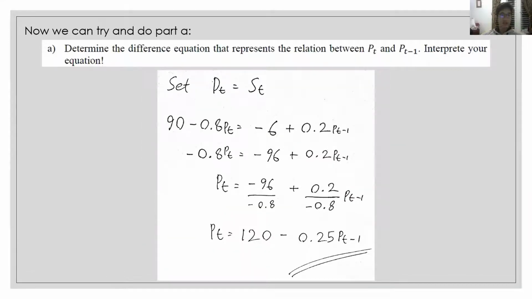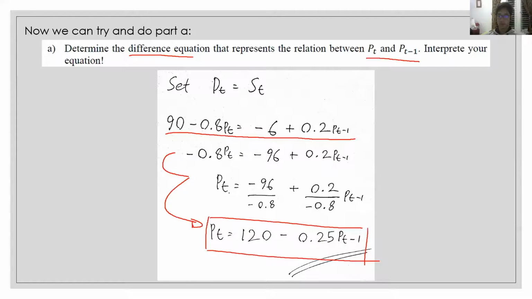Okay, now that we know all that, we can try and do part A, which is determine the difference equation that represents the relationship between Pt and Pt minus 1, and now we have to interpret the equation. So first we must set Dt equal to St, which will give us this long equation here: 90 minus 0.8 Pt equals -6 plus 0.2 Pt minus 1. So from here, we can just solve and simplify to create this difference equation of Pt equals 120 minus 0.25 Pt minus 1. So this right here is our difference equation.